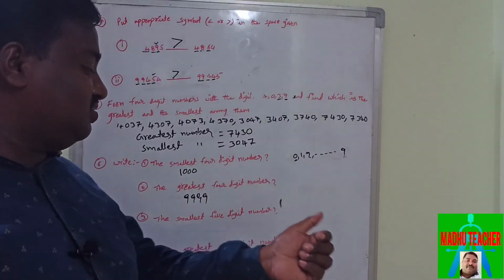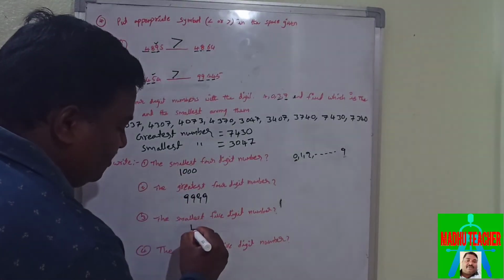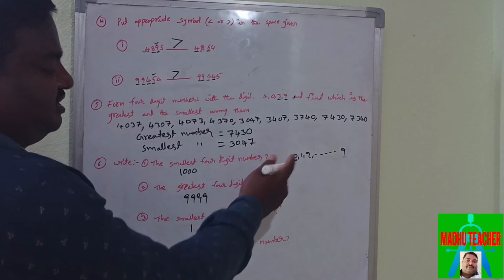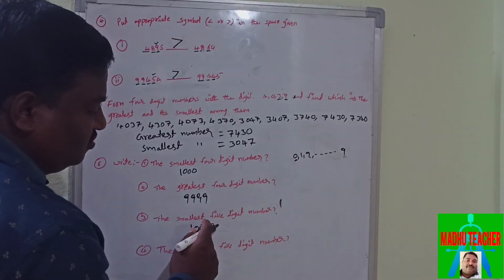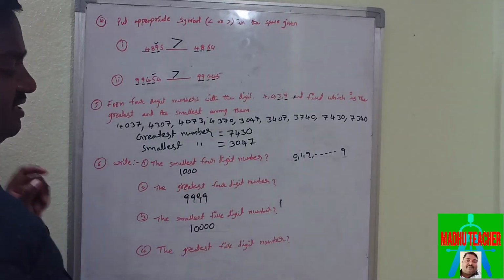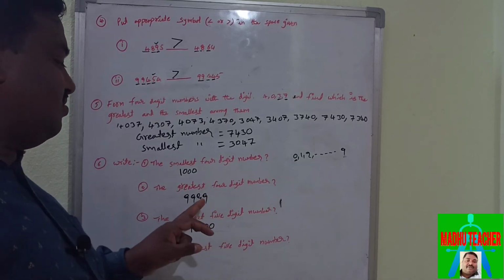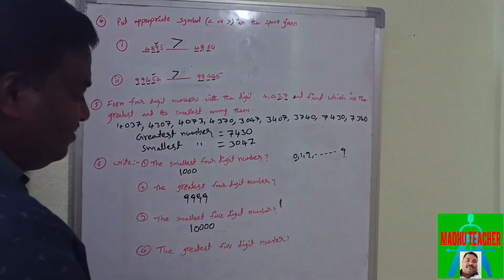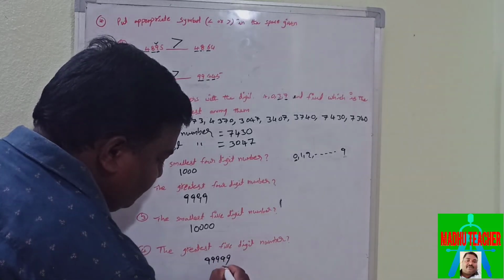Next, the smallest 5-digit number. Same method. First you have to write 1. Then the smallest digit is 0. You have to write it 4 times. Totally it will become a 5-digit number. The greatest 5-digit number. To form the greatest 5-digit number, you have to write all greater digits. That is, the greatest digit is 9. You have to write it 5 times.